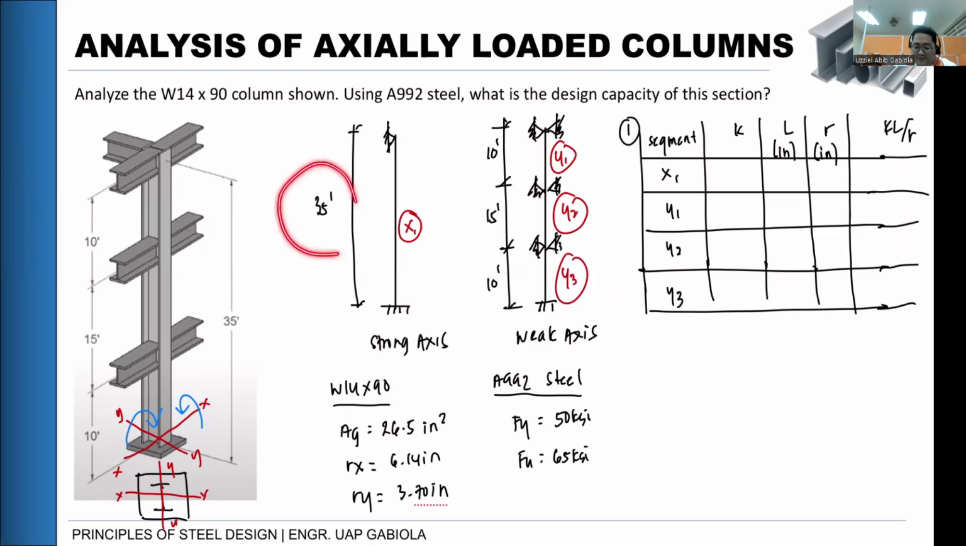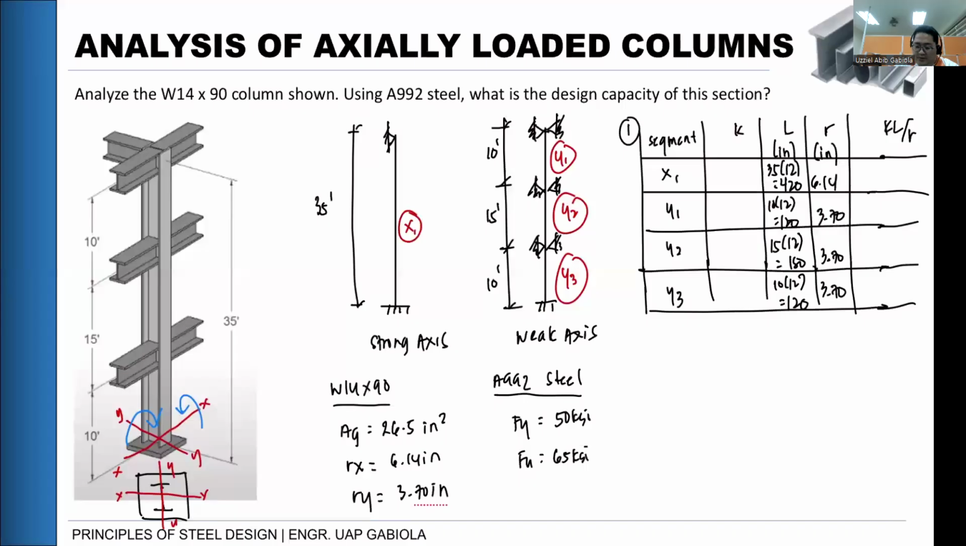So, we have 35 feet. 35 times 12, para maging inches, that is 420. Okay? For Y1 is this. So, 10 times 12, that is 120. 15 times 12, that is 180. And then this is also 10 times 12, that is 120. Okay? For R, we have yung X natin, syempre ito lang yung 6.14. Then the rest is 3.7 na yung gagamitin.